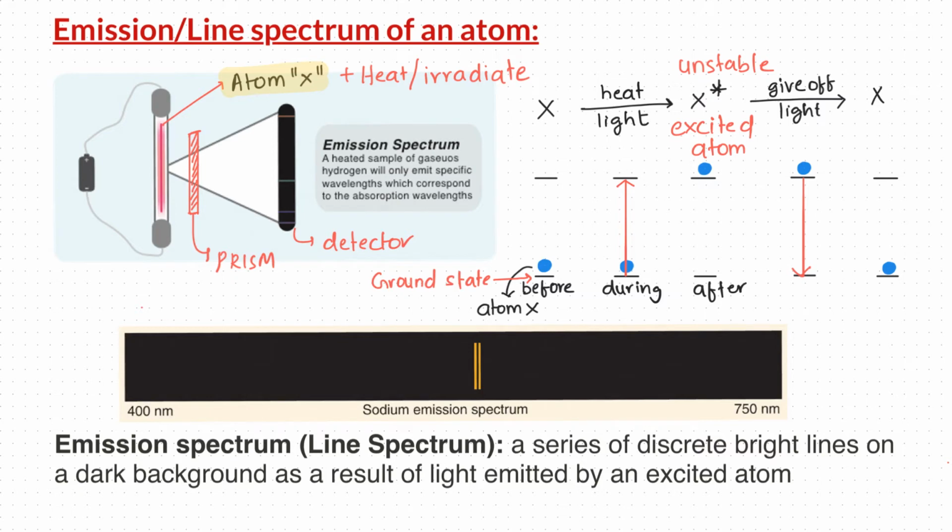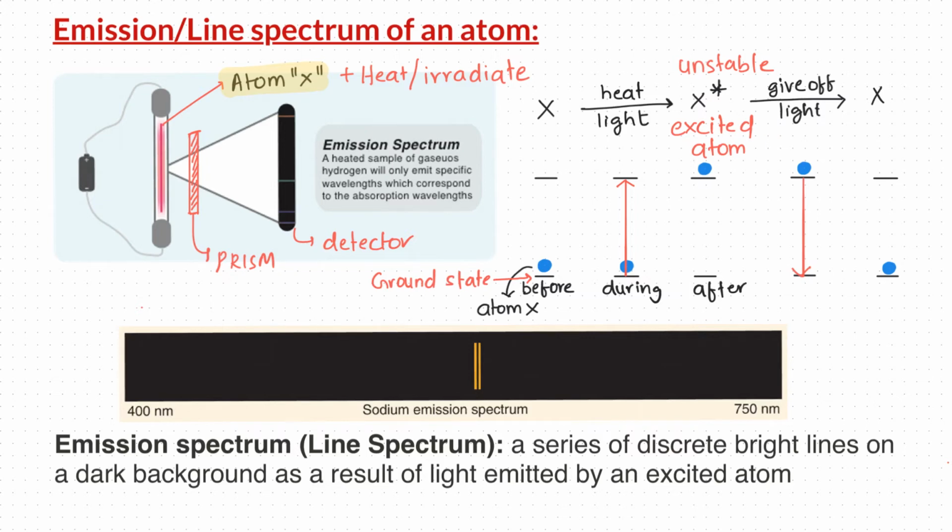To define it, emission spectrum is a series of discrete bright lines on a dark background as a result of light emitted by an excited atom. The bright lines on the emission spectrum correspond to the wavelengths of the light emitted from the excited atoms. Note that when energy goes into the atoms, it can go in the form of heat or light. But when it comes out, it does so in the form of electromagnetic radiation or light.